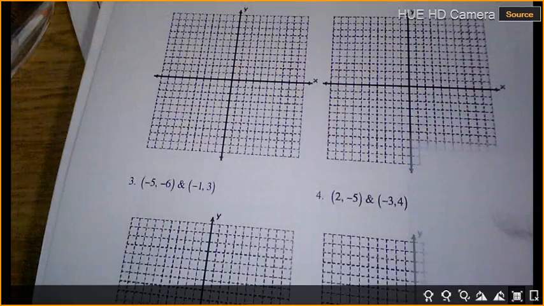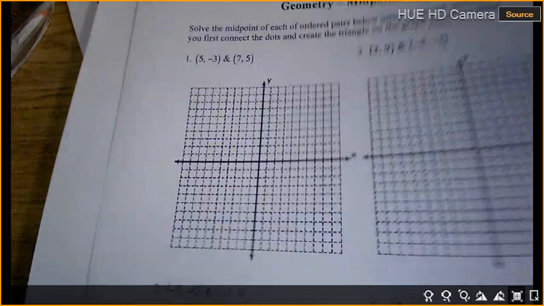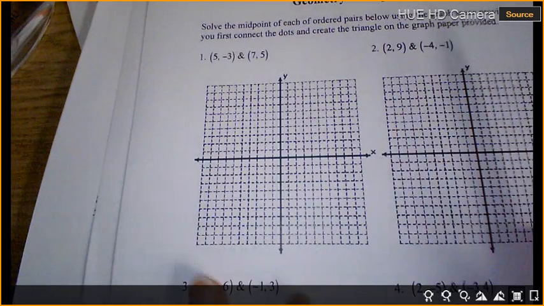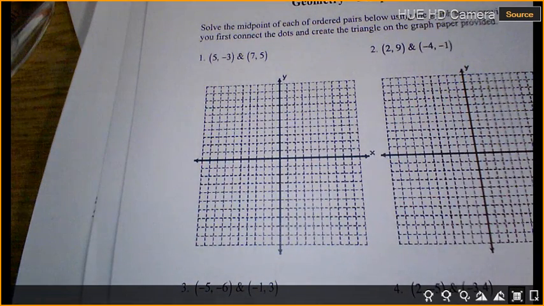So we're going to look at midpoint first. Okay? I have a graph for each of these. You don't have to use the graph. You can just use the formula, or you can just use the graph. You just have to come up with a right answer. You can do it either way.